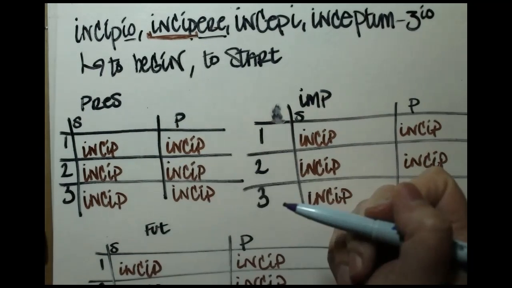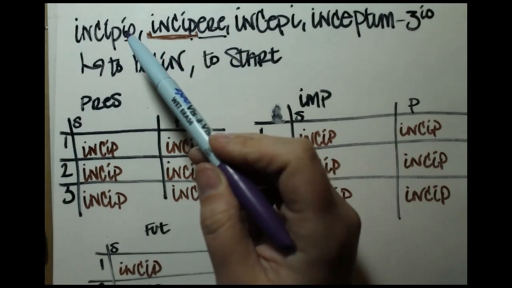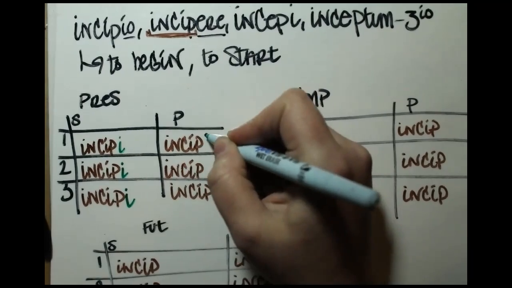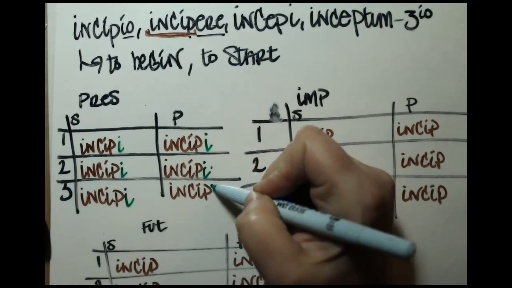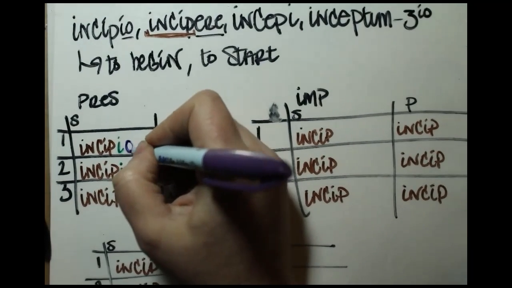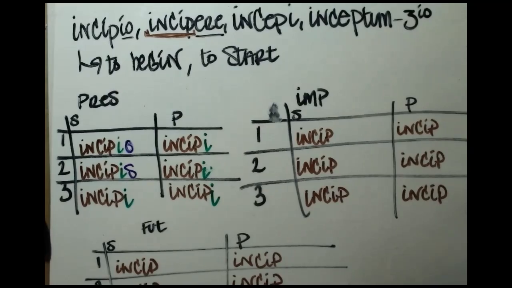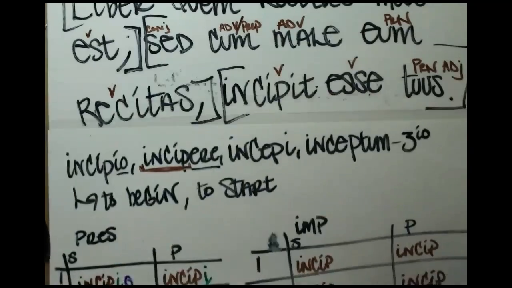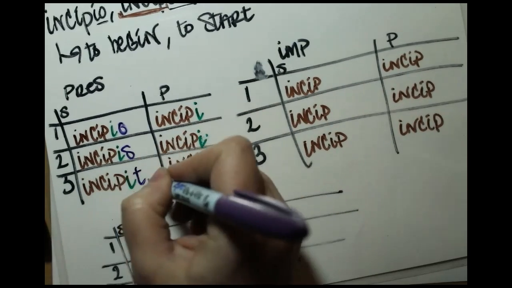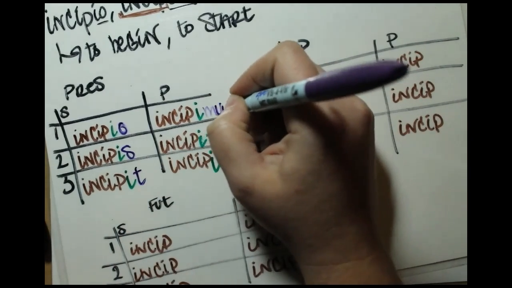So what do we do for the rest? Well, we don't use the thematic vowel. What we do use is that I. So everything is going to get that I in the present tense. Incipi all around. First person singular gets its O ending: incipio, I begin, I start. Second person singular, incipis, you start. Third person singular, incipit, she starts. First person plural, incipimus.